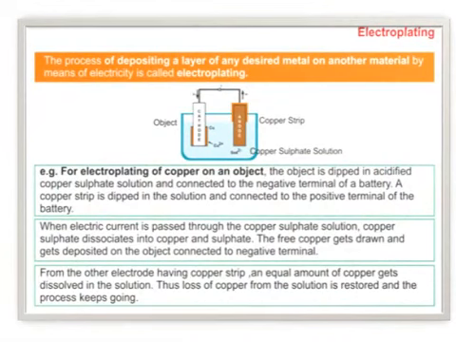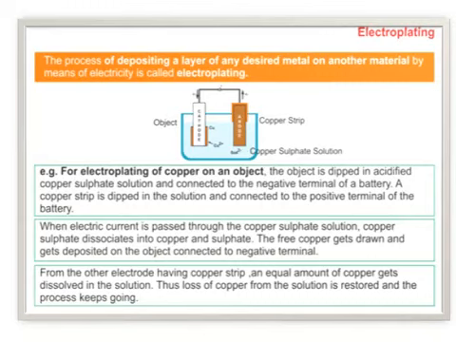Now we are going to see an important process called electroplating. What is electroplating? The process of depositing a layer of any desired metal on another material by means of electricity is called electroplating.